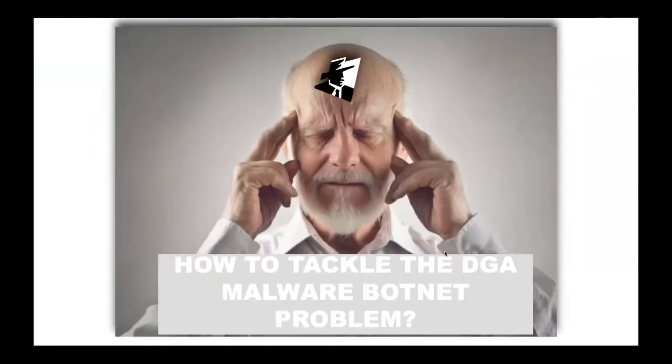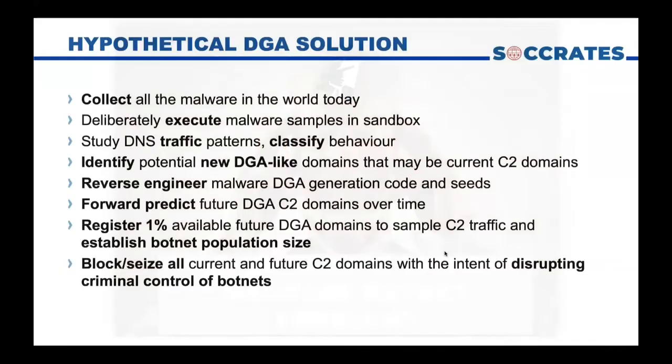So how do we tackle the DGA malware botnet problem from the Shadowserver perspective and the SOCCRATES perspective? Well, we would want to be aware of all DGAs out there, and detect new ones. So one way of doing it is listed here, essentially step by step.